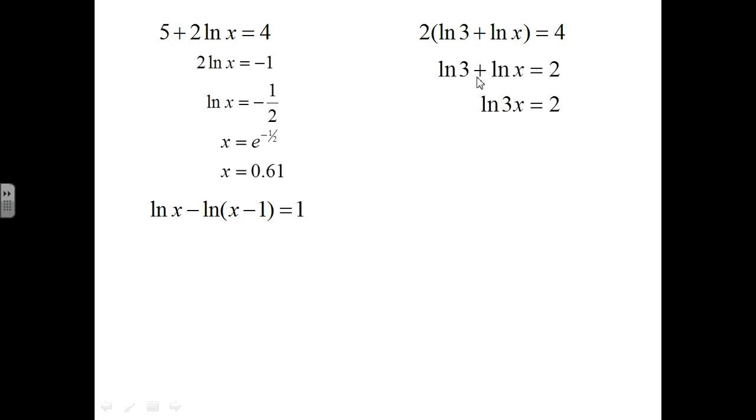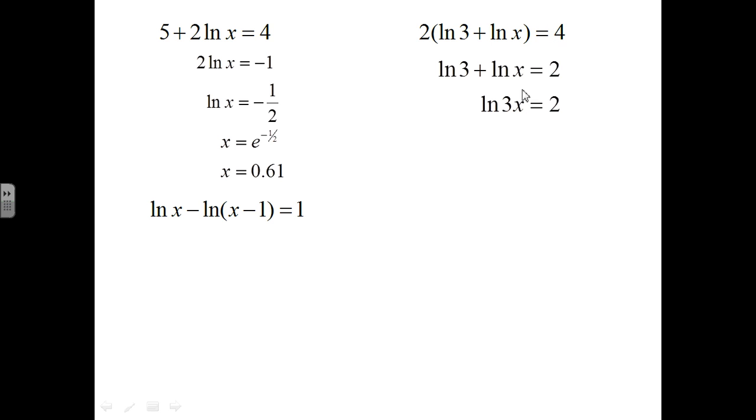When you are adding or subtracting logs, you cannot exponentiate each thing individually. You exponentiate an entire side as a whole. So what that means is we're going to use our property of logs to create one single log of a single quantity. Because this is the natural log of 3 plus the natural log of x, when you add logs, that's the same as writing the log of the product of 3 and x.